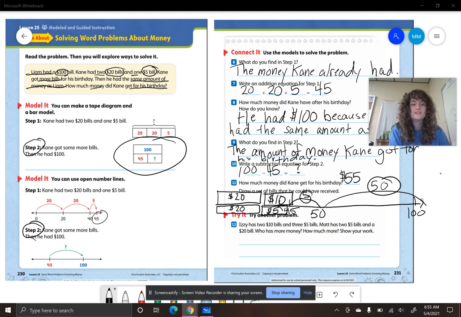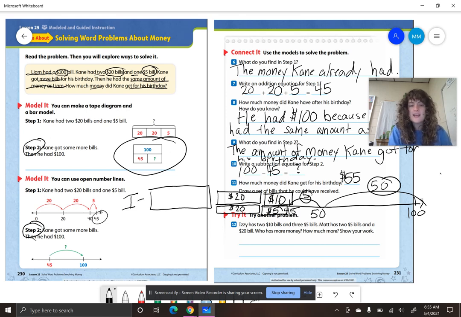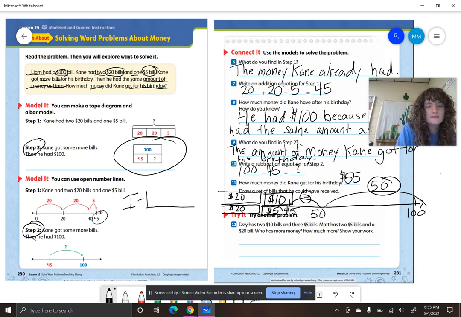So we're going to use this space on page 230, and we're going to show Izzy's amount first. So I'm going to make an I for Izzy. And it says Izzy has two $10 bills. So I'm going to show this as a tape diagram. Okay, so she has two $10 bills. So 10 plus 10 and three $5 bills. Ooh, so I'm going to need to make this longer. All right. Okay, so we have 10 plus 10 plus 5 plus 5 plus 5.